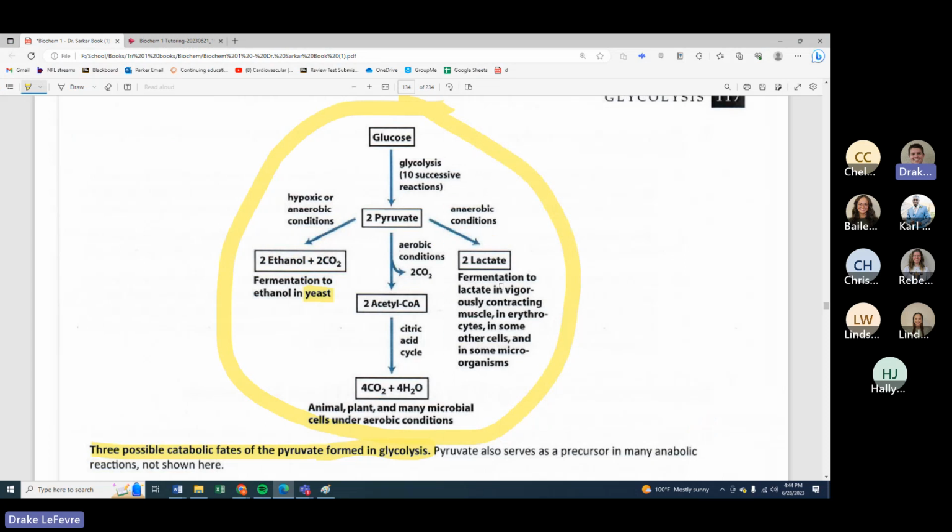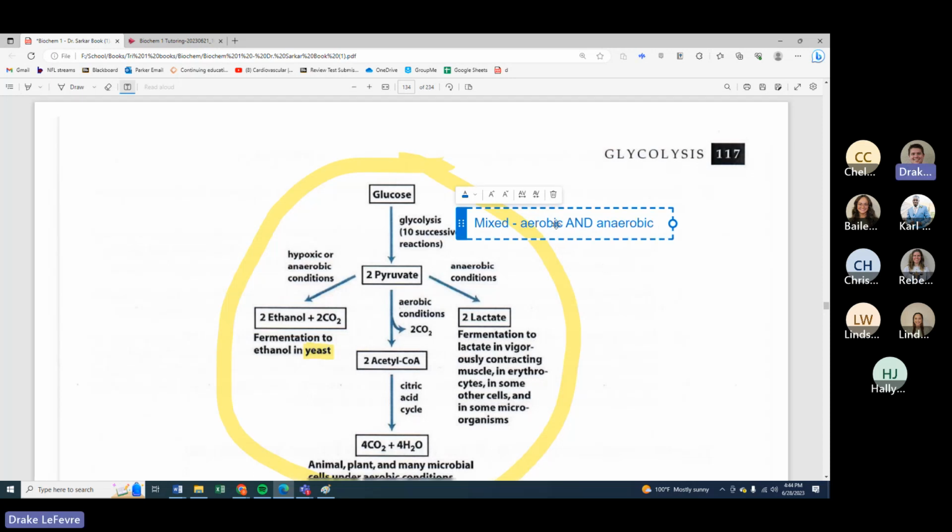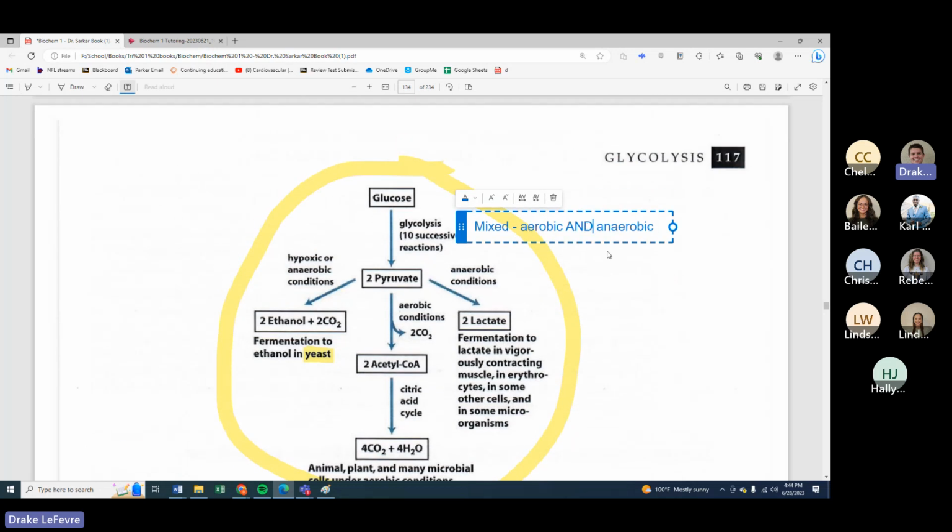So this chart right here gives us the idea of what happens. Glycolysis is what we call a mixed process, meaning that it is both aerobic and anaerobic. He can ask this sort of question on the test as well. So glycolysis is both. In either condition, it's going to continue to happen. Glycolysis will happen in aerobic or anaerobic conditions.